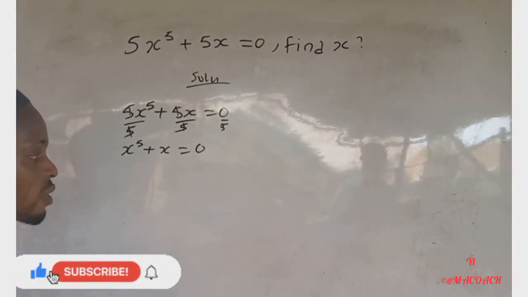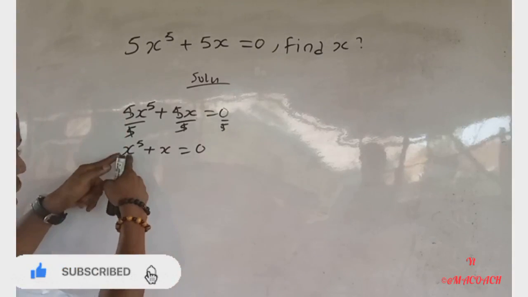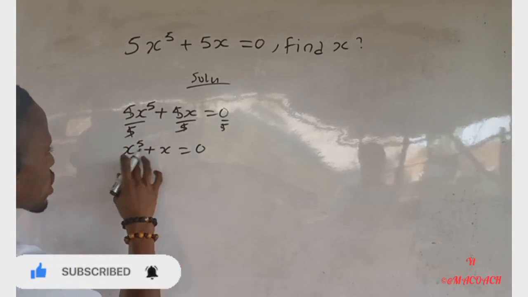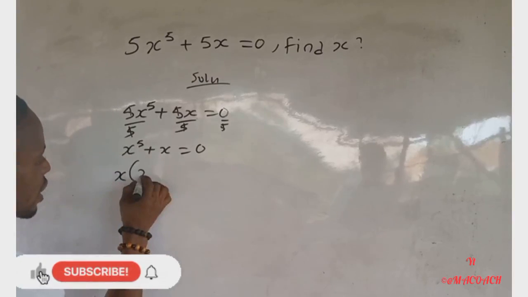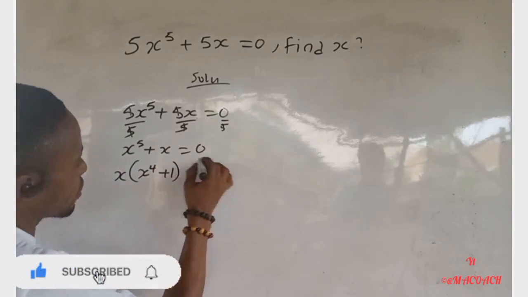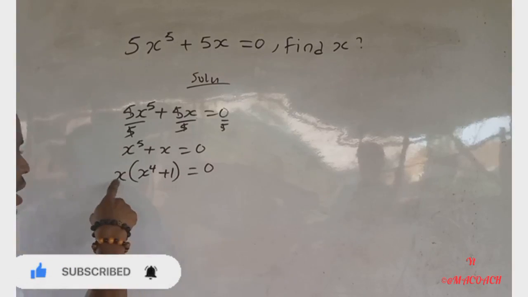The next thing to do is to notice that s is common to both terms, so let's take it outside. When you take s outside, we have s times (s to the power 4 plus 1, close bracket) equal to 0.